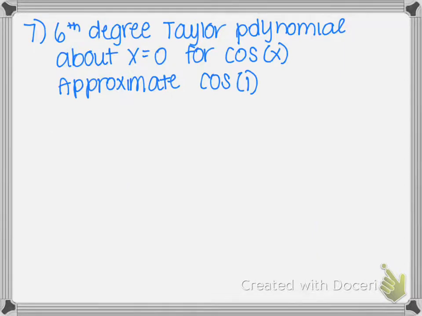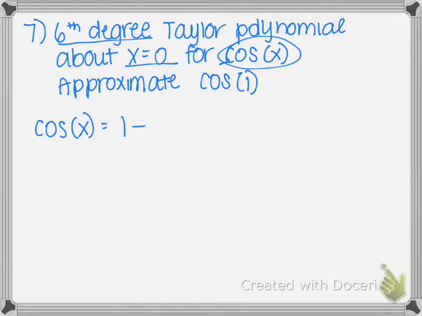Okay, so now we're going to do the corrected problem, which is the 6th degree Taylor polynomial about x equals 0 for cos of x. So we want to write out the Taylor polynomial for cos of x, which is equal to 1 minus x squared over 2 factorial plus x to the 4th over 4 factorial minus x to the 6th over 6 factorial.